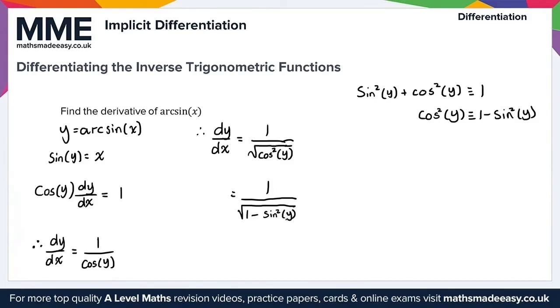Okay, now we know x is equal to sine y. So in that case, if we know x is equal to sine y, 1 minus sine squared y is the same as 1 minus x squared. So this is equal to 1 over the square root of 1 minus x squared there. Okay, and that gives us dy by dx there.